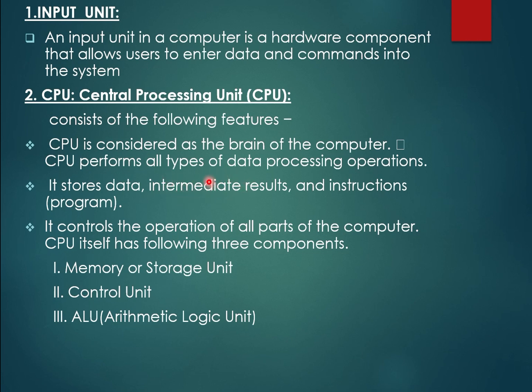7 is stored in the CPU. The CPU consists of registers and instructions, which means it stores data, intermediate results, and instructions. If you want to add two numbers, those two numbers are the data, the addition operation is the instruction given to the computer, and the result obtained after the addition of the two numbers is stored as the intermediate result. These are stored in the CPU, and more complex calculations are also stored in the CPU registers or storage unit, control unit, and arithmetic logic unit.